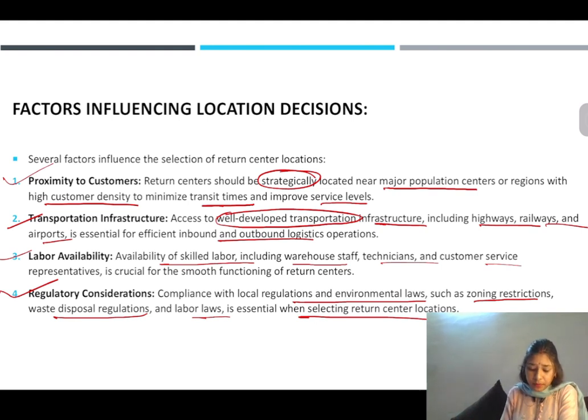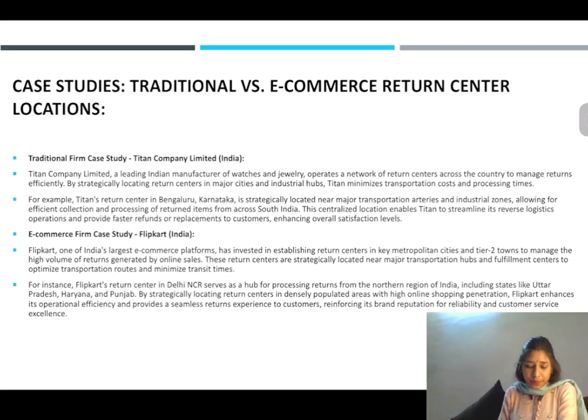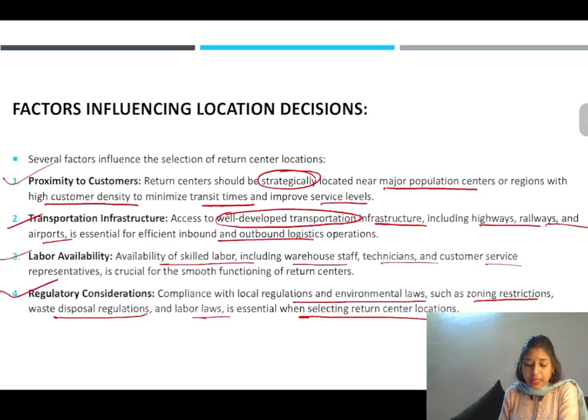Okay, so that's it for this video. We have discussed the role of data analytics in deciding the location of the return centers.